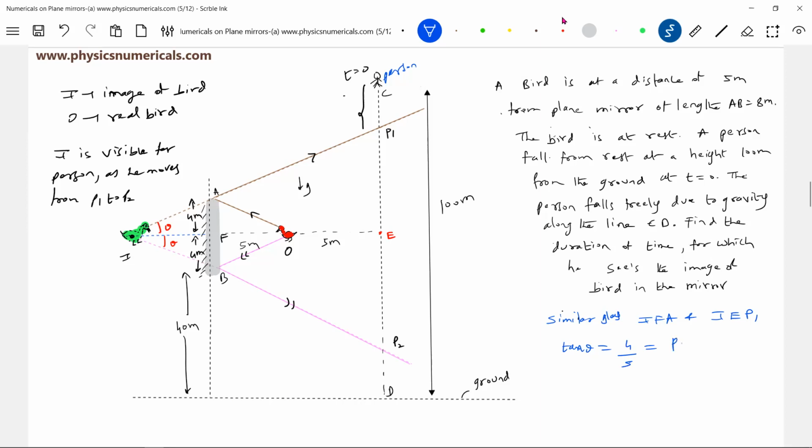This should be equal to P1E, which we don't know. The distance will be 5 plus 5 plus 15? This distance will be 5 meter. IF should be equal to FO, which is 5 meter. Object distance should be equal to image distance. Can you remember this? What is the object distance? FO. What is the image distance? FI. So object distance is equal to image distance for a plane mirror. So P1E will be equal to 12 meter.